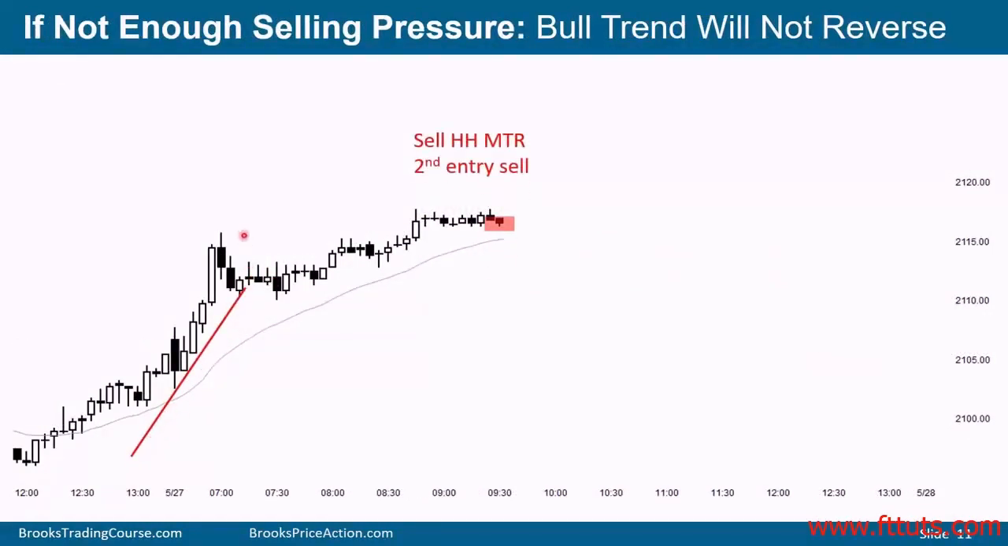We have a bull trend, a buy climax, and a couple legs sideways, maybe a triangle, 3 pushes down, 1 pullback, 2 pullback, 3 pullback, and trying to resume up. And now we have a small double top, higher high, major trend reversal, and a second entry sell. First entry, second entry, even a third entry sell.